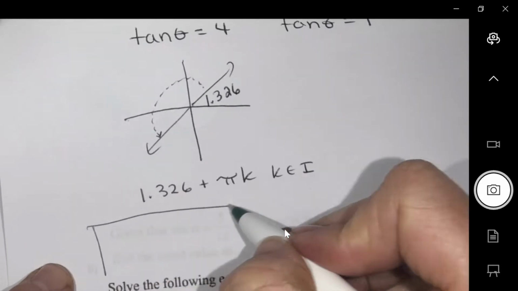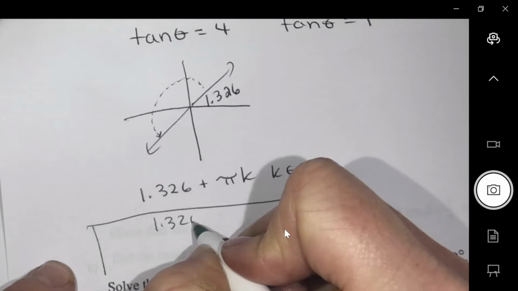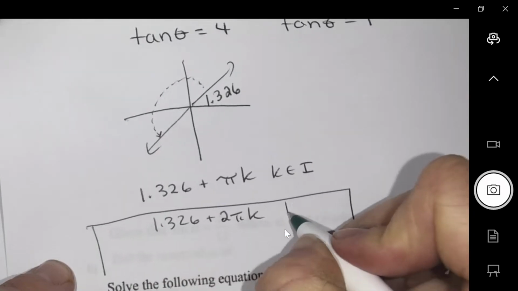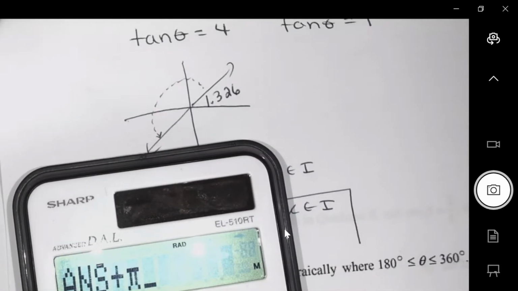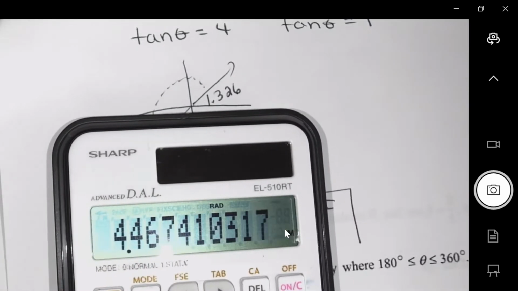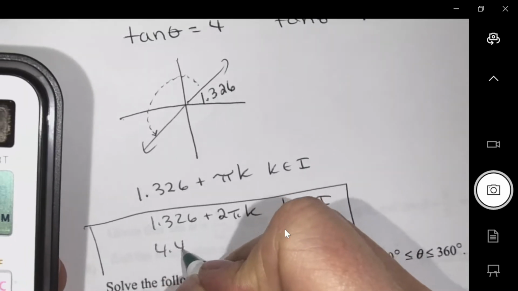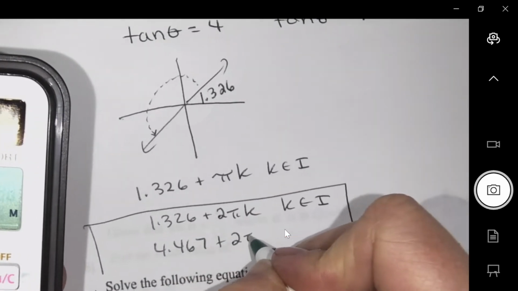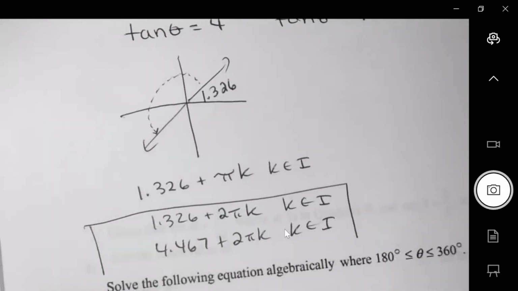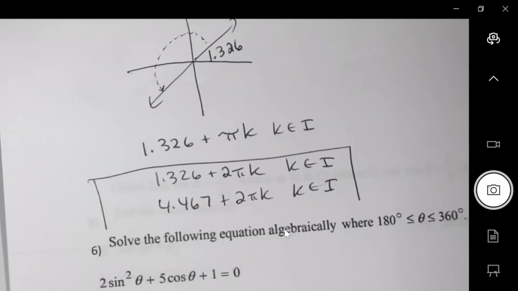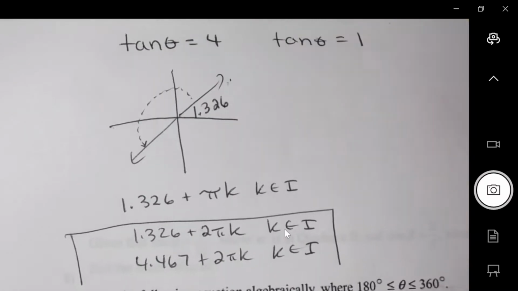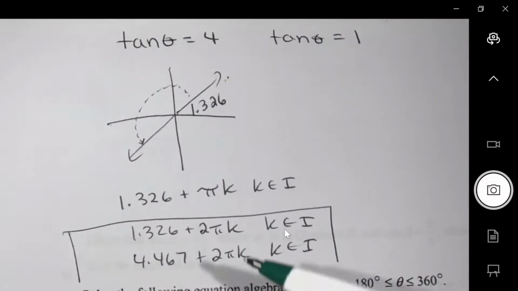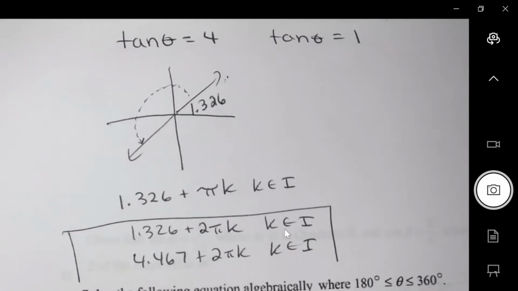Some of you might have written two separate answers. And then this number, if I added pi, would be 4.46. So you could have done that. That's fine. You could have written this and every circle of it, this and every circle of it, or the simplified version is this and every half circle. It only works with tan, because tan is diagonally across.